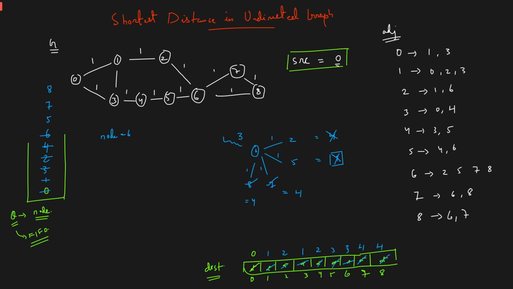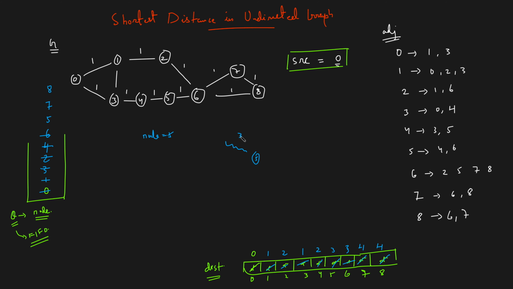So in this way, you got all the adjacent nodes of 6 covered. Now let's move to the next node, that is node 5. In order to reach node 5, what is the distance that you will consider? That is nothing but distance 3.